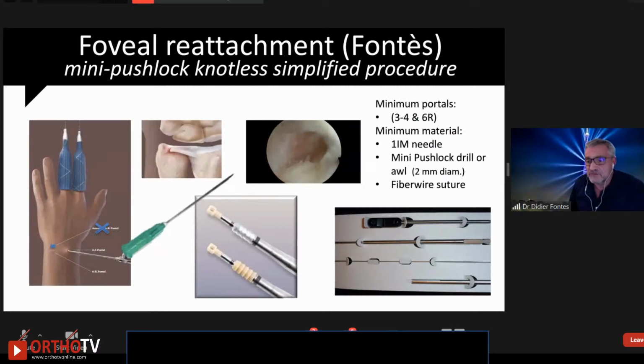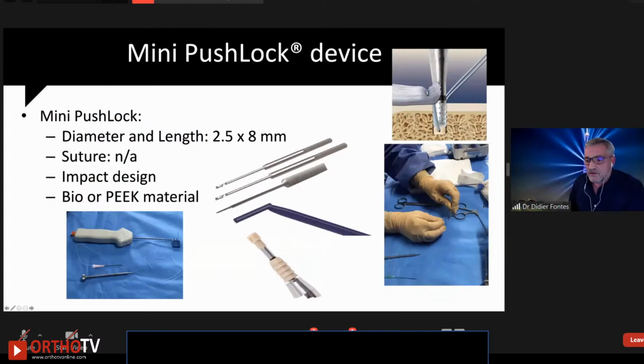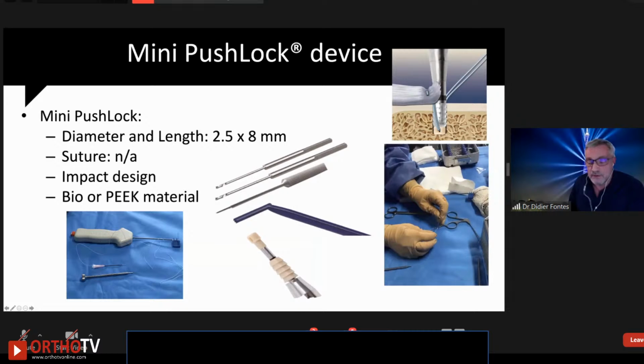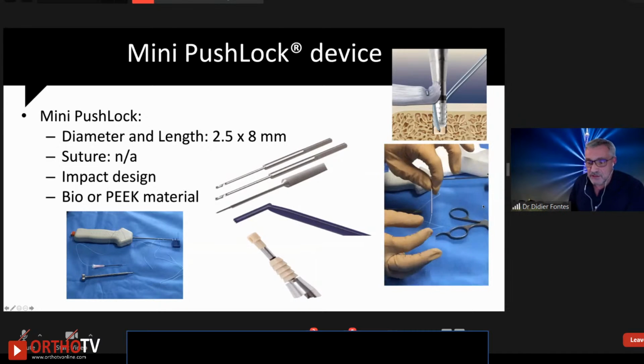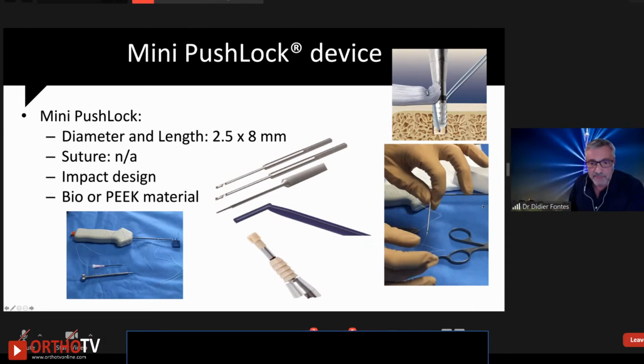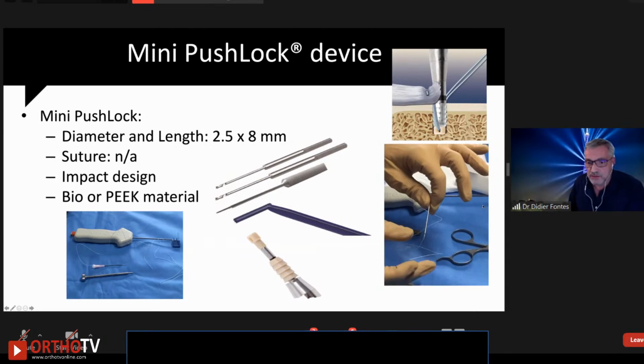So for that reason I have described a simpler technique using this type of device, mini-pushlocks from the Arthrex company, and with a needle and a fiber wire. So it's very simple and not so expensive. First of all, you introduce your suture, your fiber wire, inside your needle. It seems easy, but it's not so easy, so it's important to do that. You put your suture inside it, and then you will use your pushlock.